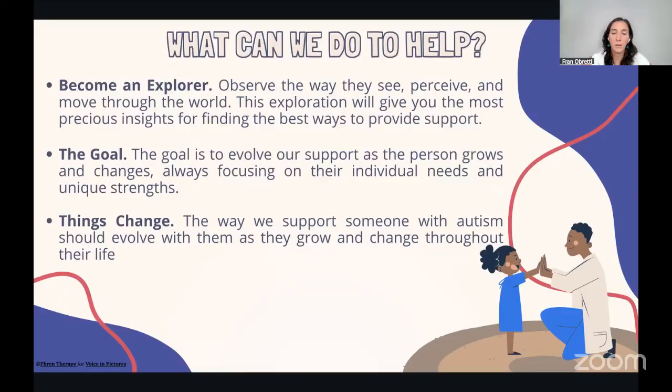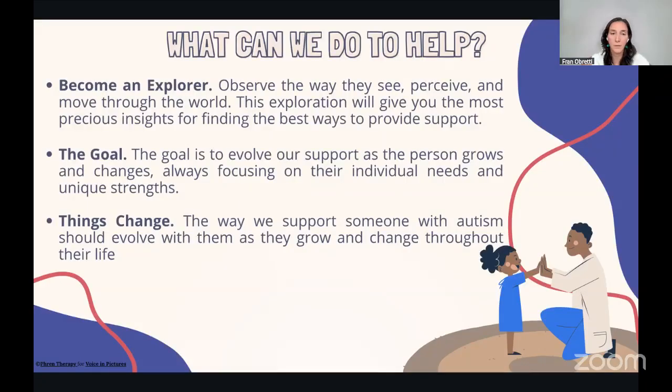What do they see? How do they perceive the world around them? How do they move through the world? Do they like to learn by following instruction, or do they prefer movement? This exploration is going to give you what you need in terms of those precious insights for finding the best way to provide support.